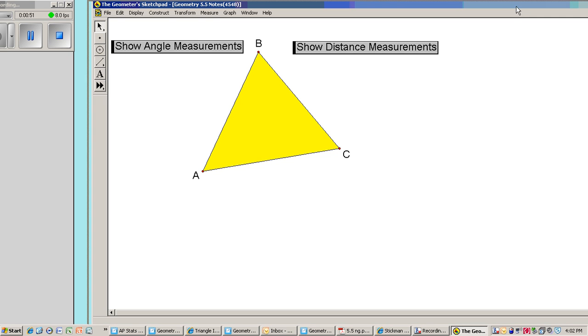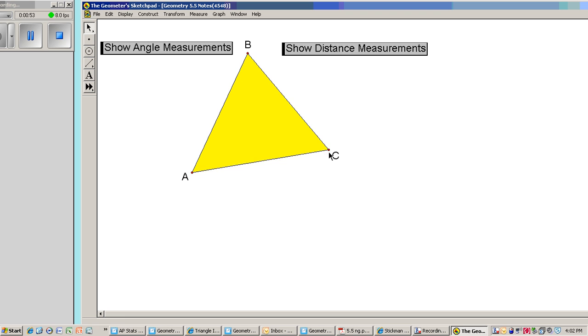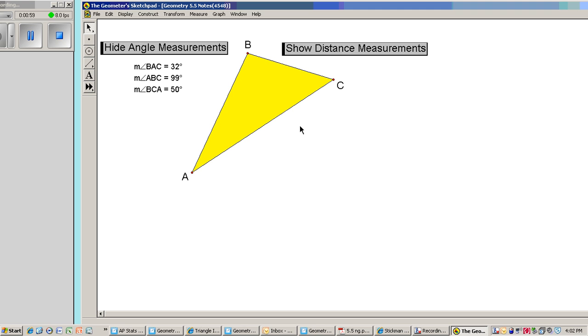Moving this over so you can see it a little bit better, I've made a triangle here in Sketchpad. And if we show the angle measurements here, we can see the measurement of angle A is 32 degrees, the measurement of angle B is 99, and the measurement of angle C is 50 degrees. Let's see how this matches up with our measurements of our side lengths.